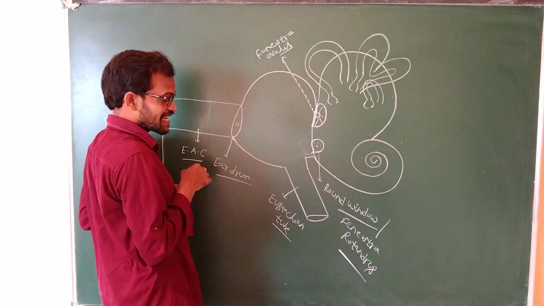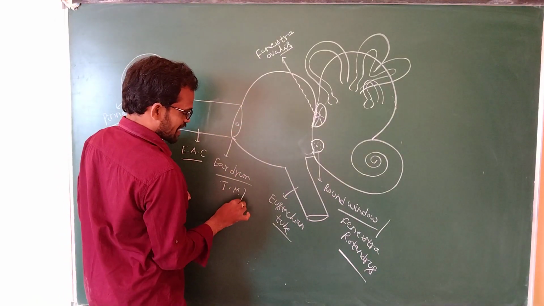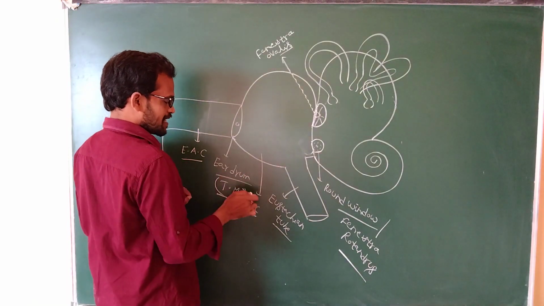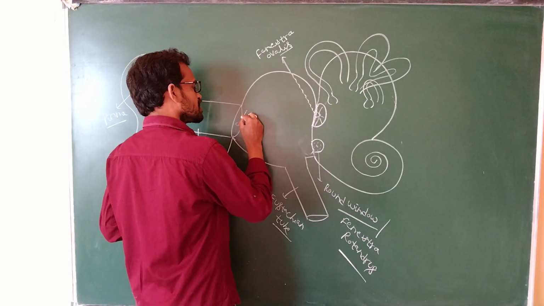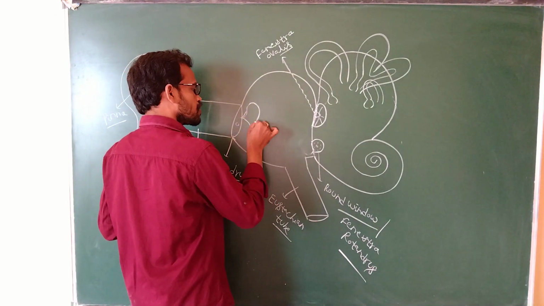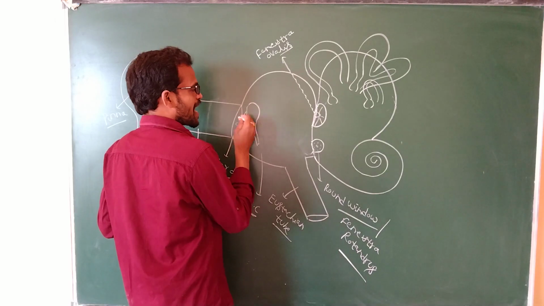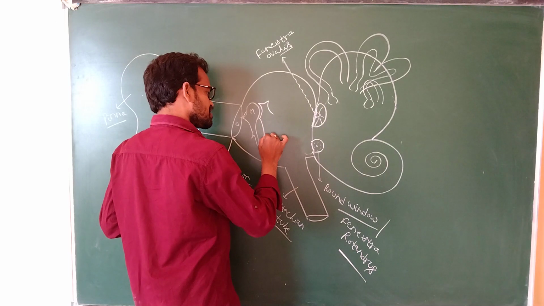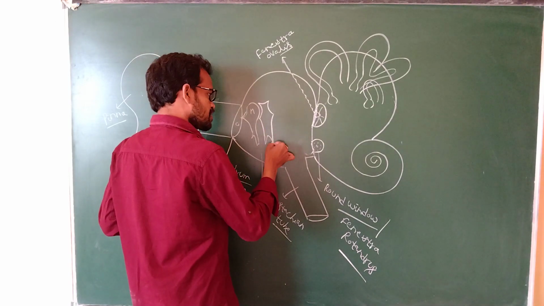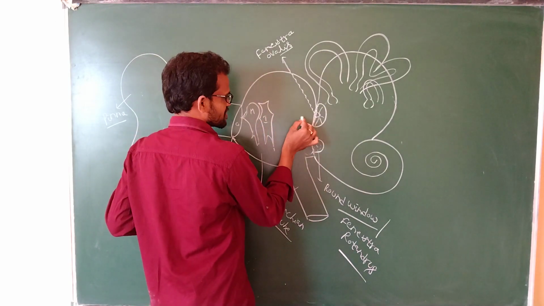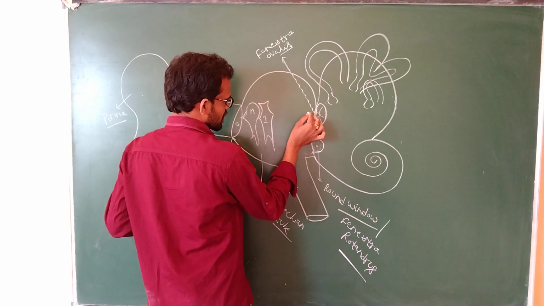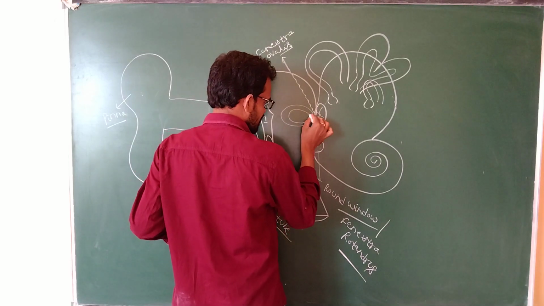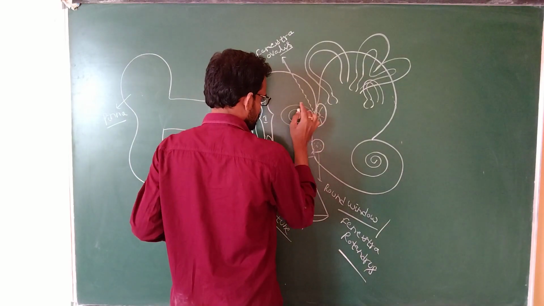This is the tympanic membrane, or eardrum. This indicates the tympanic cavity. This indicates malleus, incus, stapes.